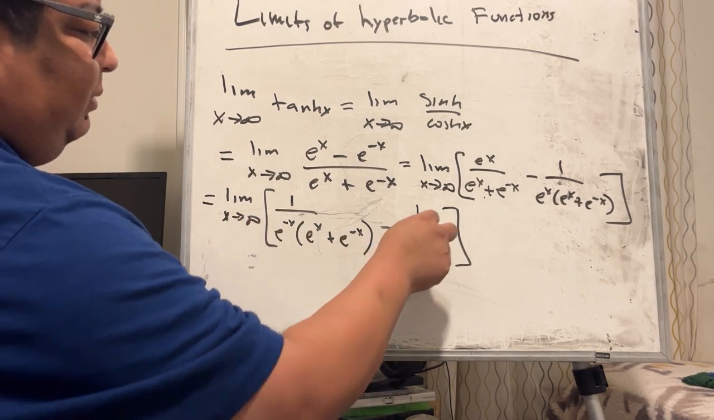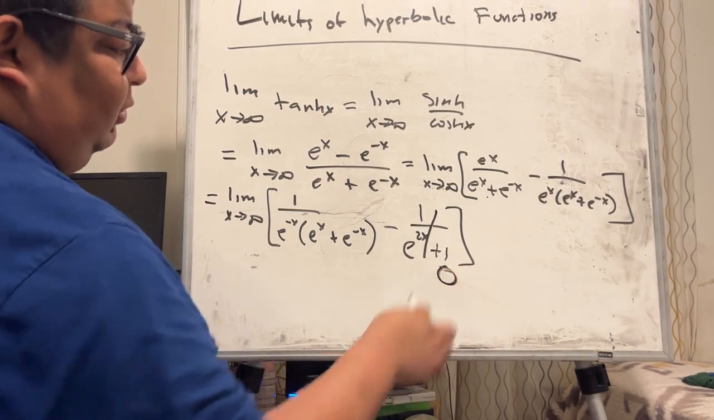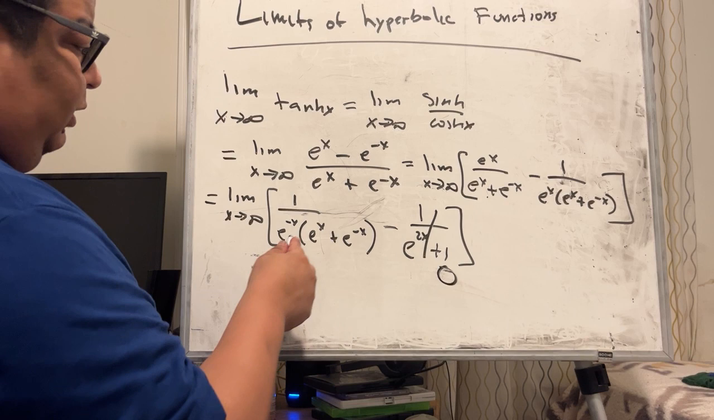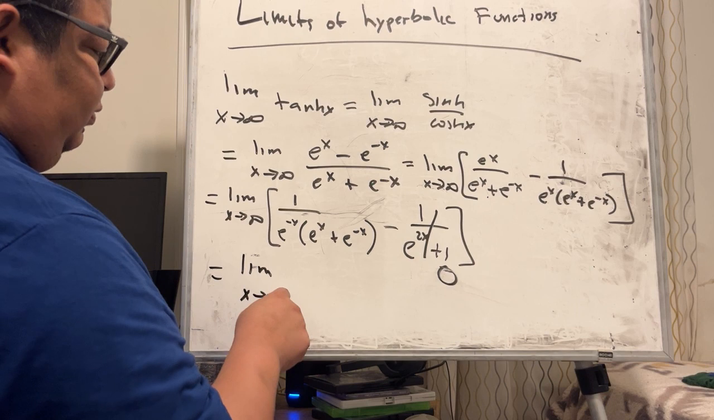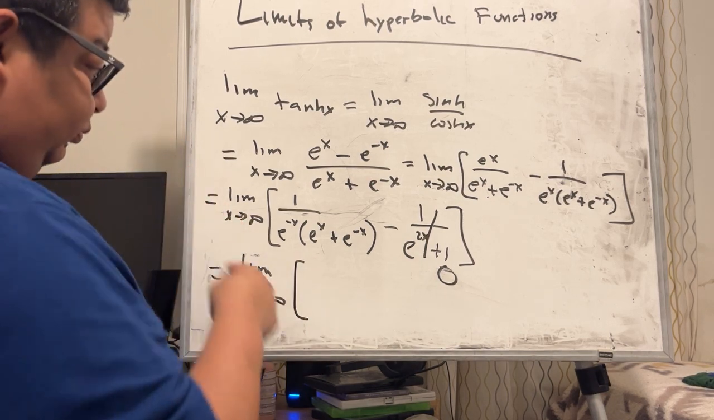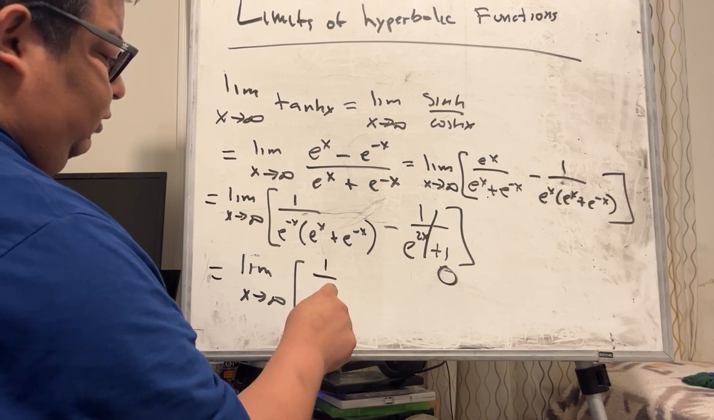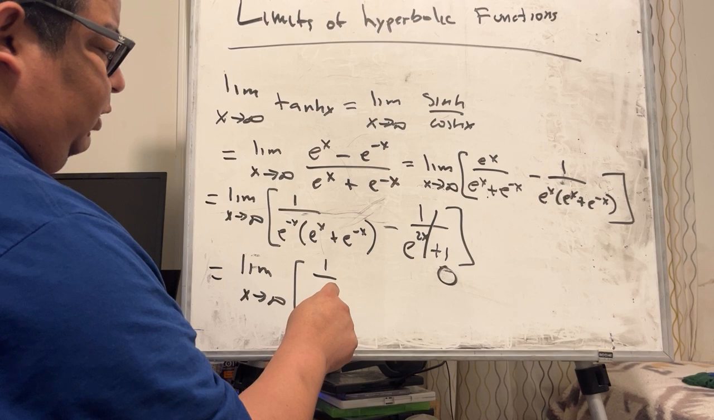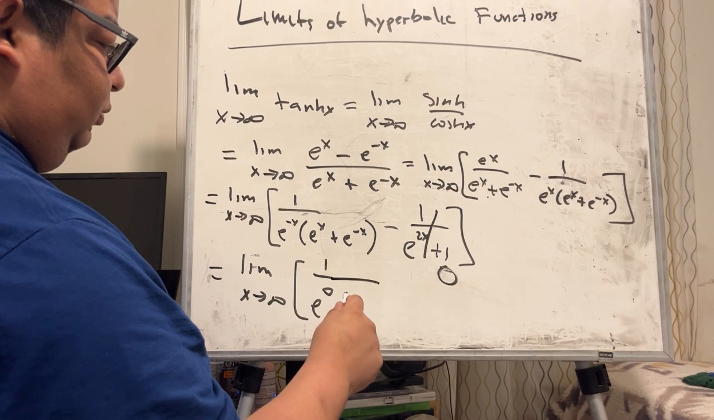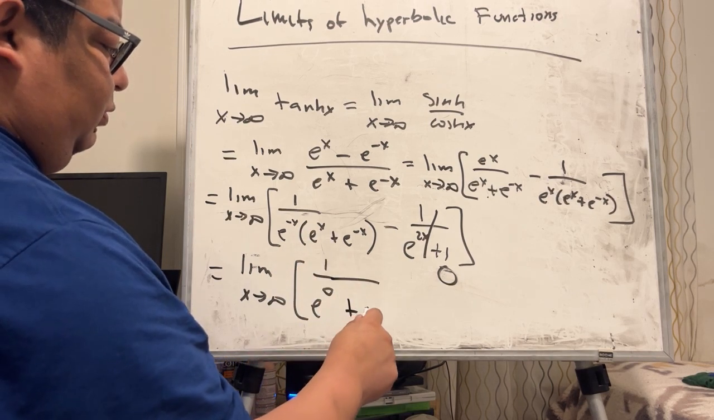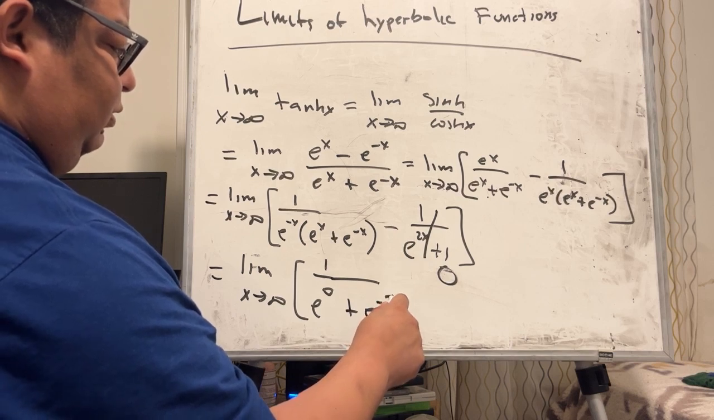So when we take the limit, this limit blows up, becomes zero. And then we're only left with this one. So the limit as x approaches infinity of 1 over e to the minus x plus x, that's 0, and then minus x plus e to the minus 2x.